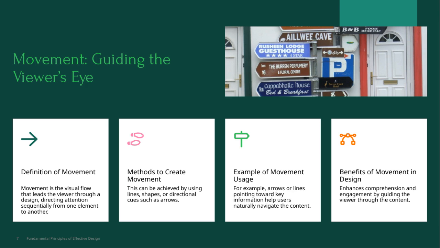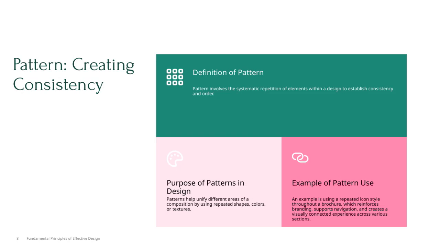We create this sense of movement using things like lines, shapes, or directional cues such as arrows. For instance, arrows or lines pointing toward important information naturally lead the viewer to key points, making the navigation intuitive. This not only improves how easily the content is understood but also keeps the viewer engaged by creating a clear path through the design.